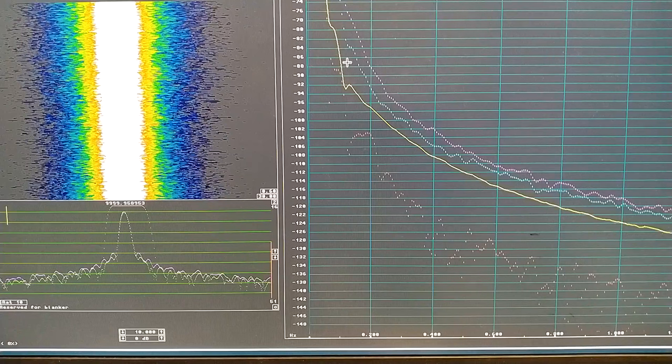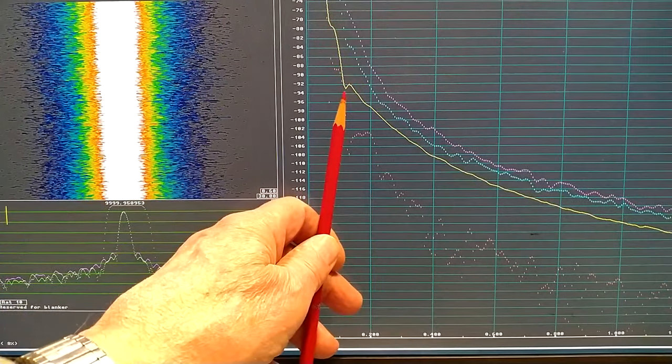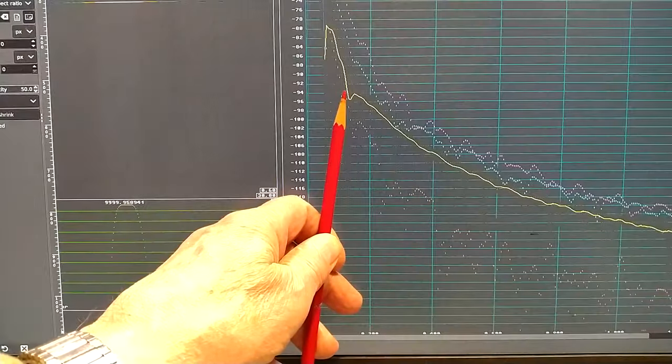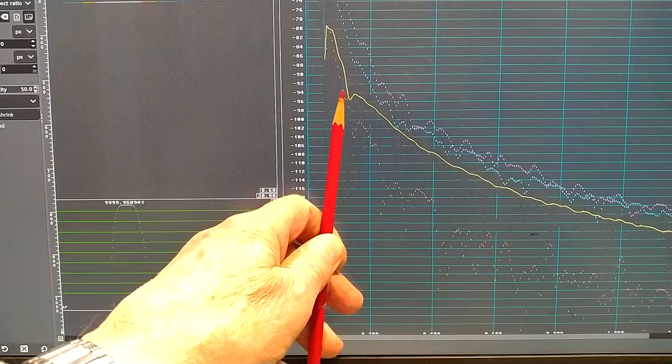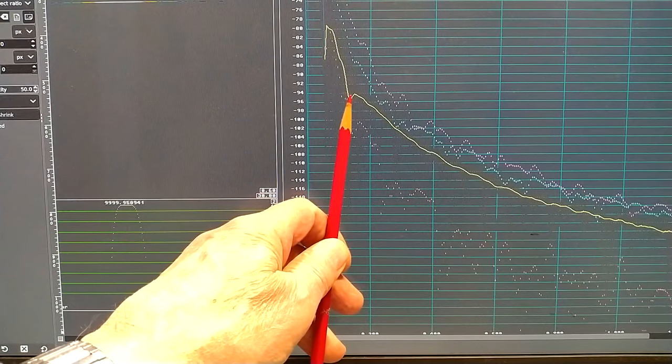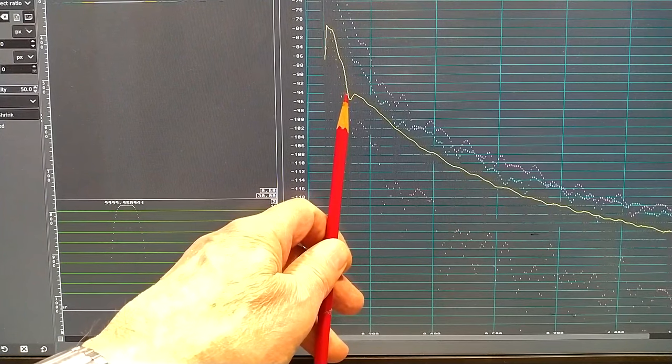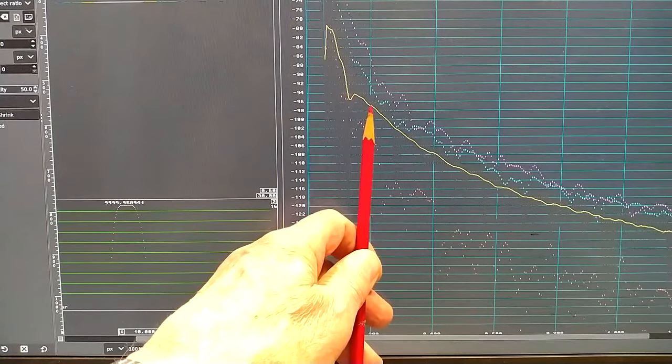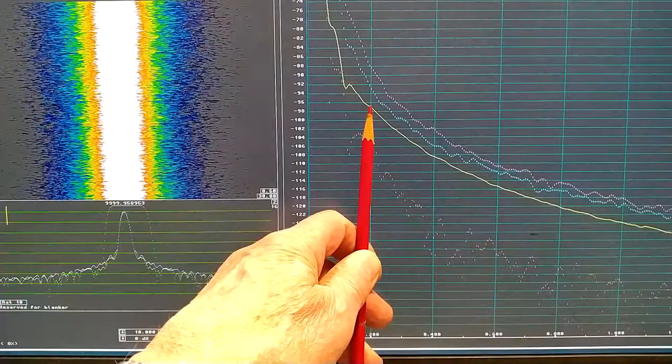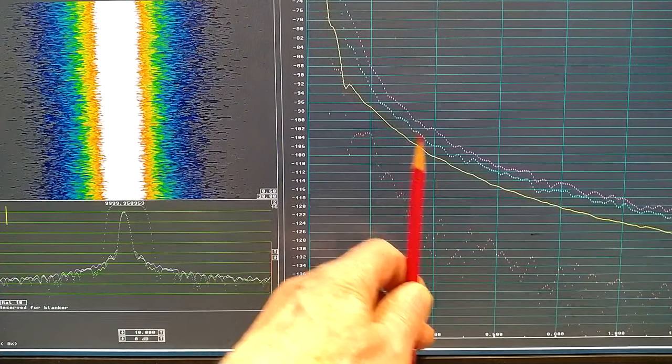I still have this odd structure here. The previous measurement, I will hold this pencil here, looked like this. It has shifted a little bit, but it still looks very much the same. Interesting is the measurement at 0.2 Hz. It's here. And now it's at the same place.